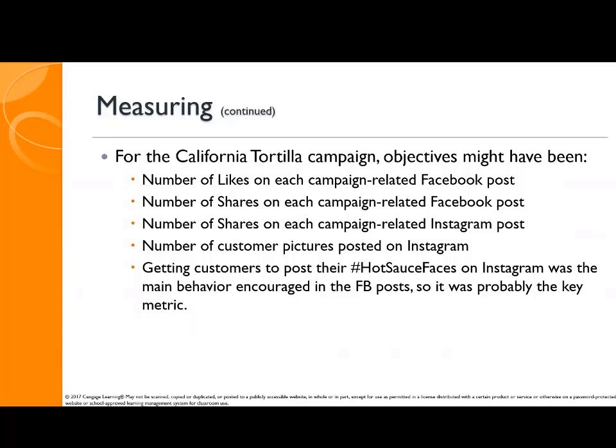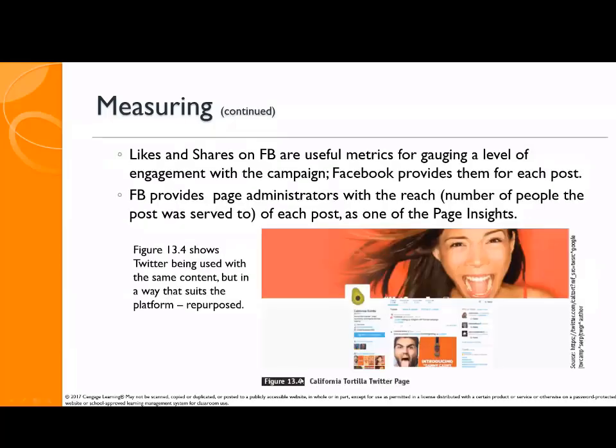So how might we measure that California Tortilla campaign? So the objective might have been how many likes they could get on each Facebook post, or the number of shares, or maybe the number of shares on each Instagram post that had to do with show us your hot sauce face, or the number of pictures that got posted on Instagram, because obviously there was the Instagram icon there, so you knew that's where they were going with it, right? So figure out what your metric is going to be. And then you can determine how effective this was.